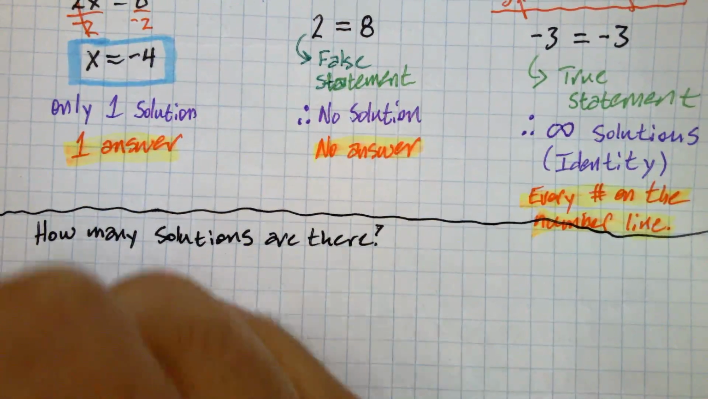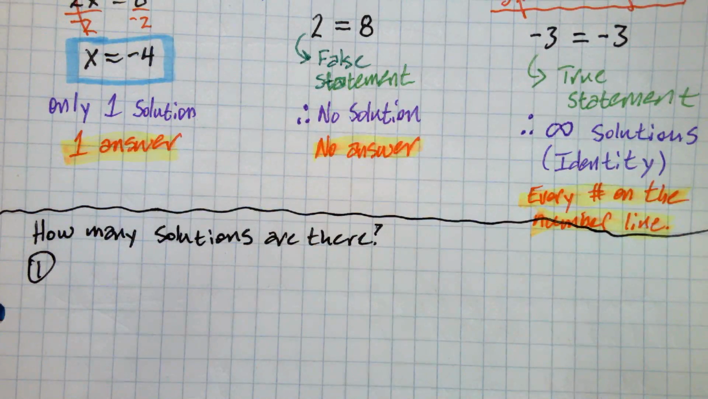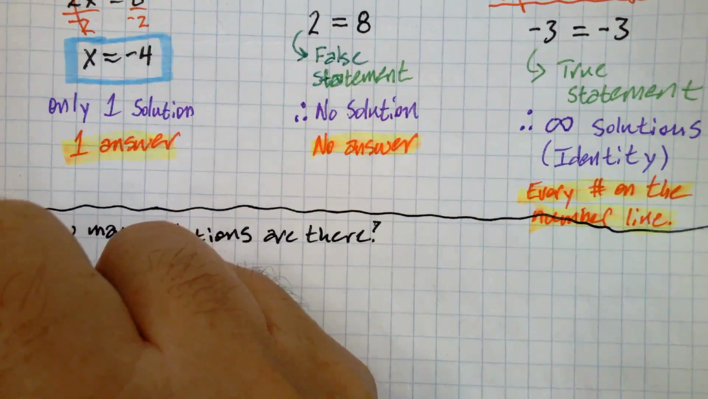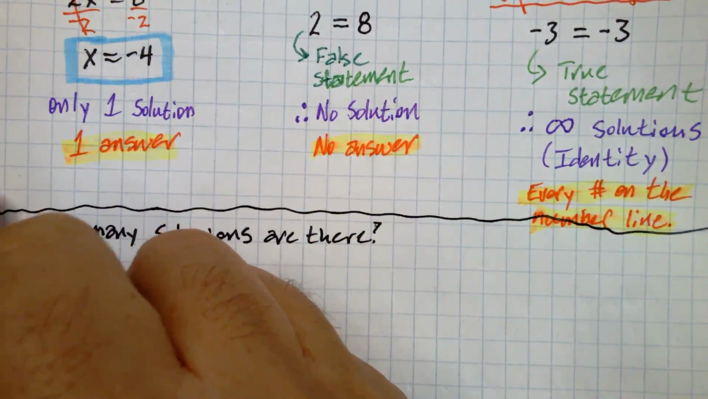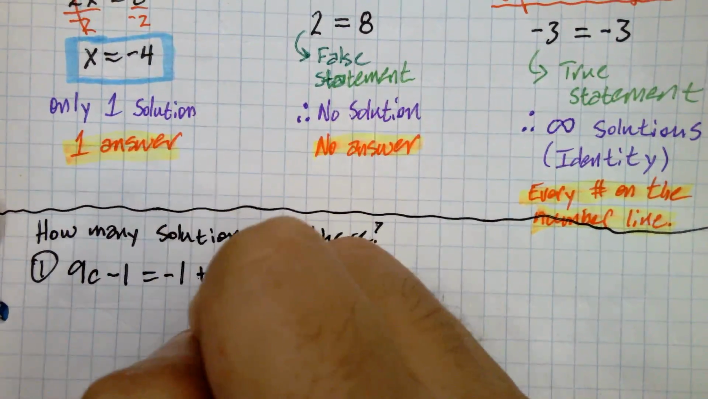Okay. And sometimes you'll tell right away. See if you can challenge yourself. See if you can do that. 9c minus 1 equals negative 1 plus 9c.